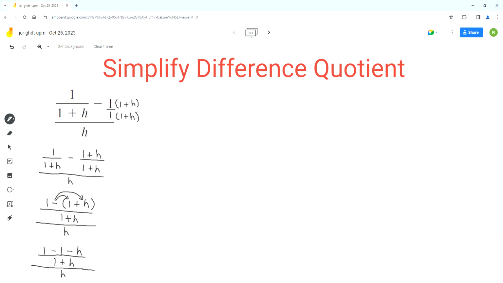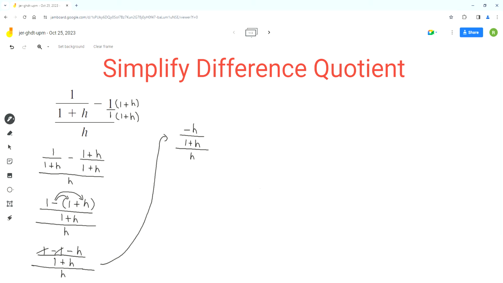Now we can simplify the expression in the numerator by cancelling out the negative 1 and 1. So 1 minus 1 is equal to 0, so they cancel each other out. So we are left with negative h over 1 plus h, over h. Now we can simplify this expression.